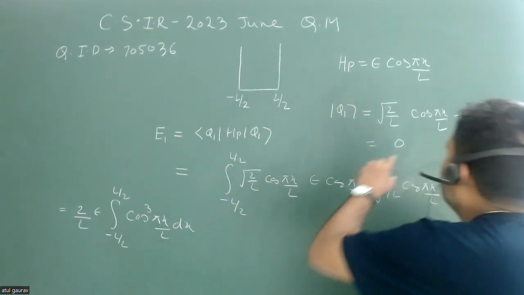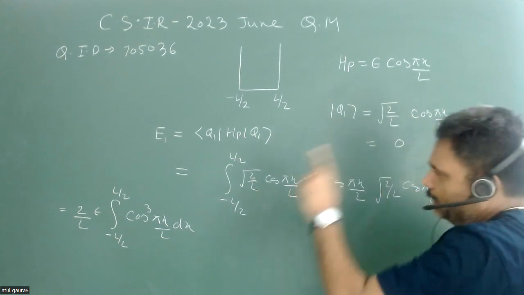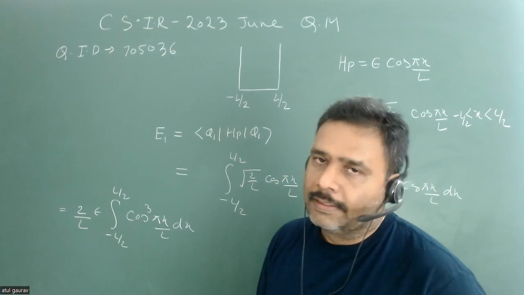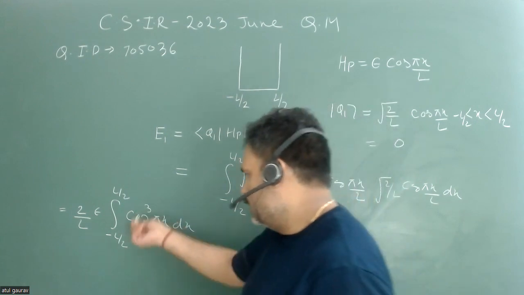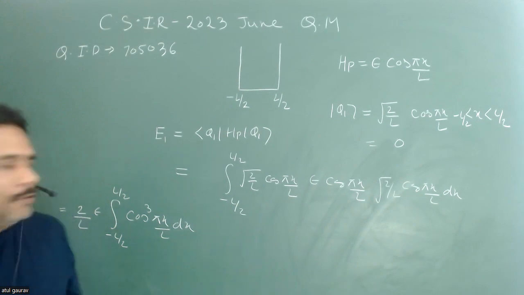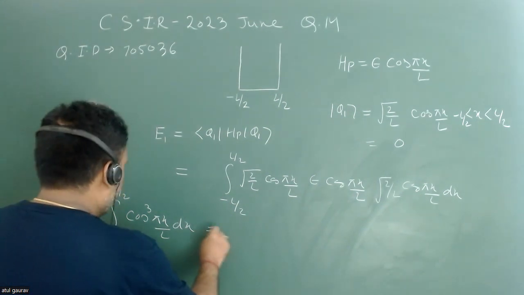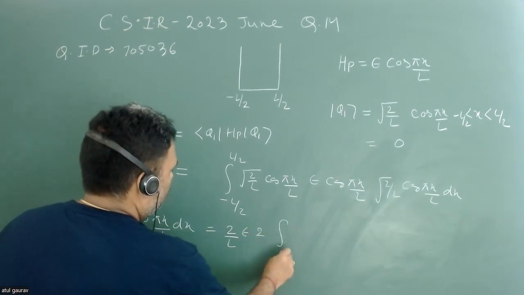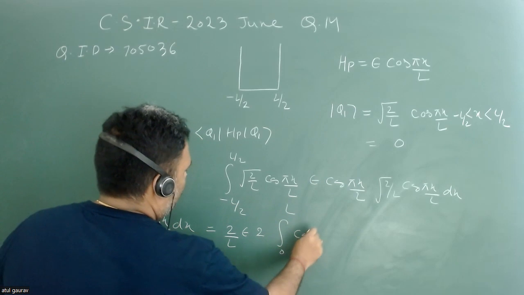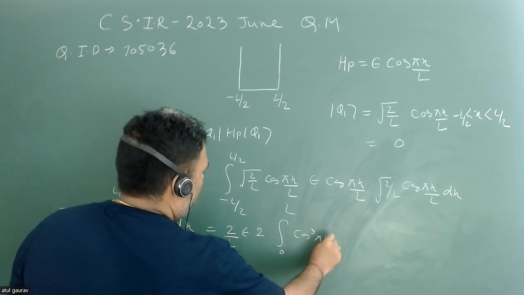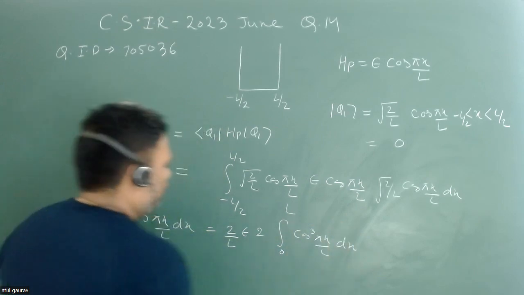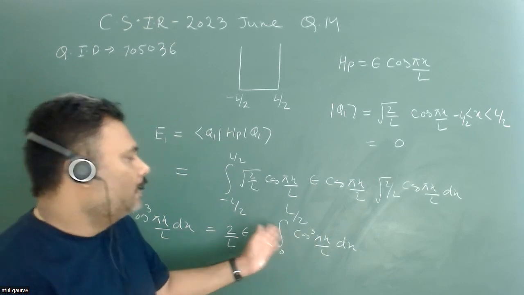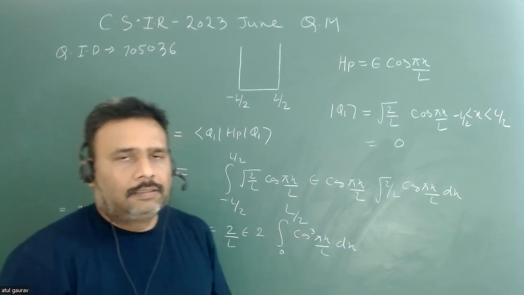So the whole challenge is, first, you have to be very conscious to choose this wave function as your ground state. And second, you have to do this integration very carefully. Obviously this is an even integral, so I can change it to 2 by L epsilon times 2, from 0 to L by 2, of cos cube(pi x by L) dx. There are n number of ways that you can calculate this integration.